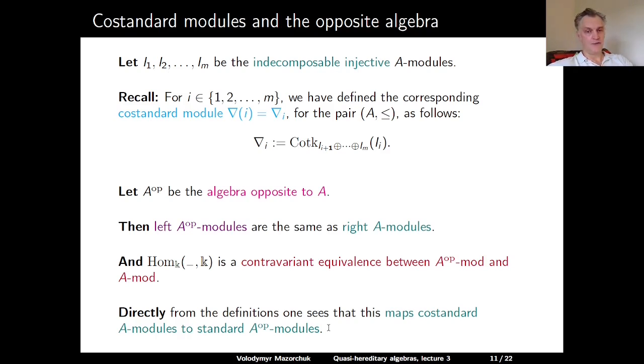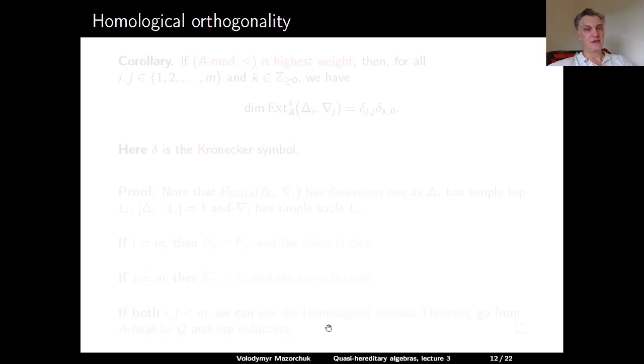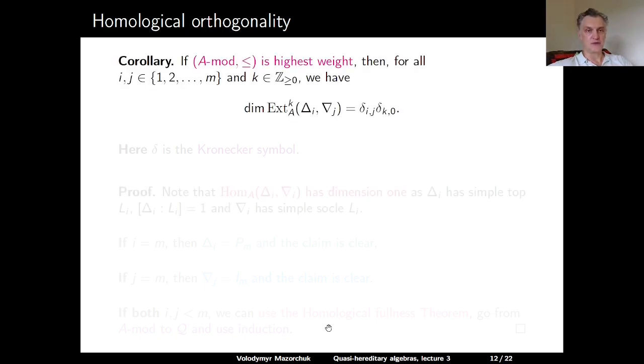Our ultimate goal for today is to compare the property of A mod being a highest weight category and A op mod being a highest weight category. In order to do that, we first will discuss the homological orthogonality property between standard and co-standard modules.